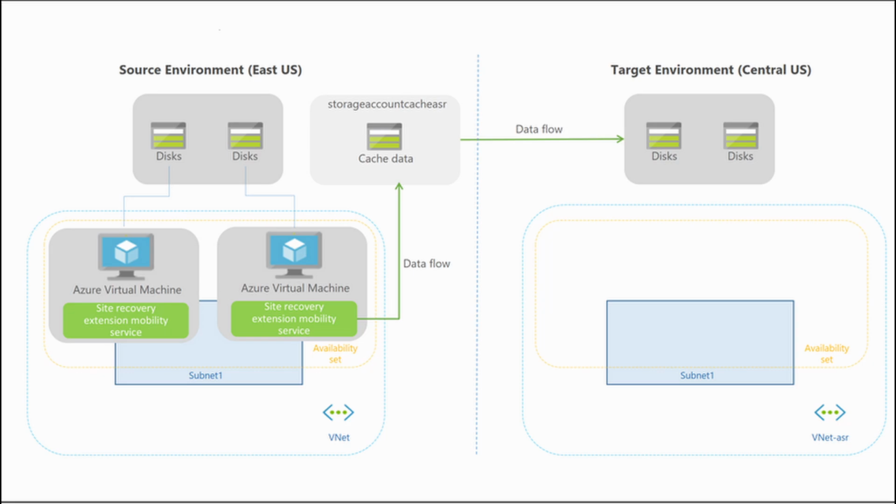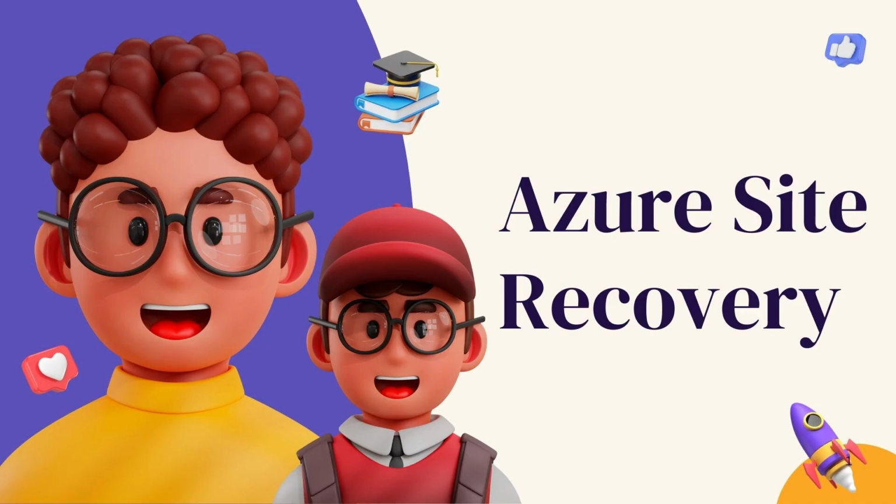Replica managed disk: if the VM uses a managed disk, this is the managed disk to which data is replicated. The target availability sets: the availability set in which replicating VMs are located after failover. And the target availability zone: if the target region supports availability zones, Site Recovery assigns the same zone number as the one used in the source region. So that's it for now.